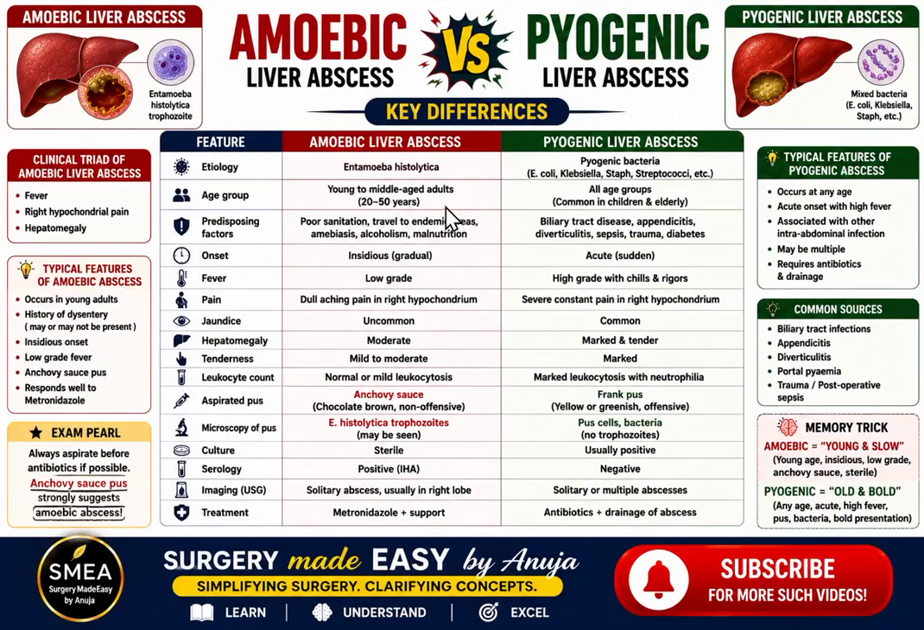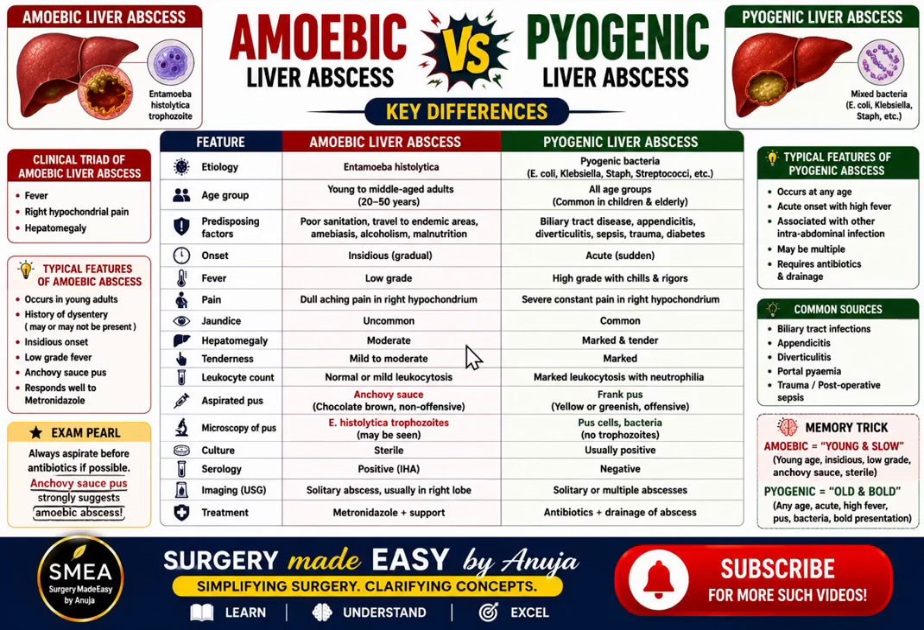The common age group is young to middle-aged adults between 20 to 50 years old. Predisposing factors are poor sanitation, traveling to endemic areas, MSM, alcoholism, malnutrition, and the onset is gradual. The patient might present with low grade fever and dull aching pain in the right hypochondrium.